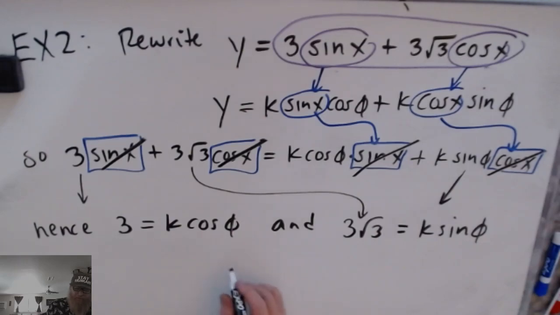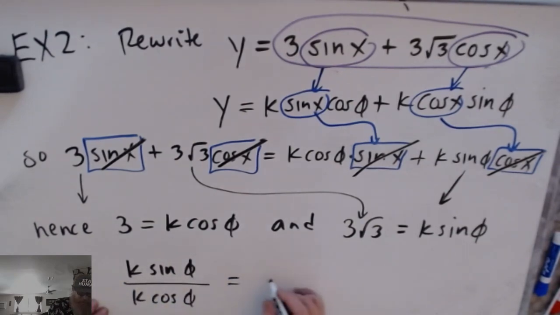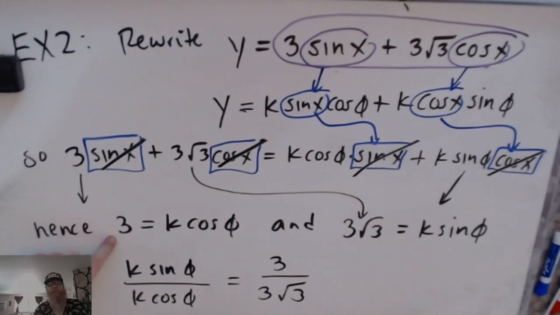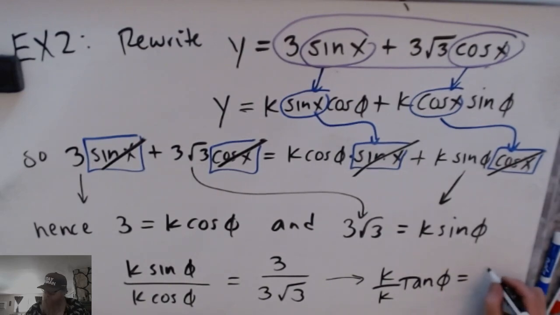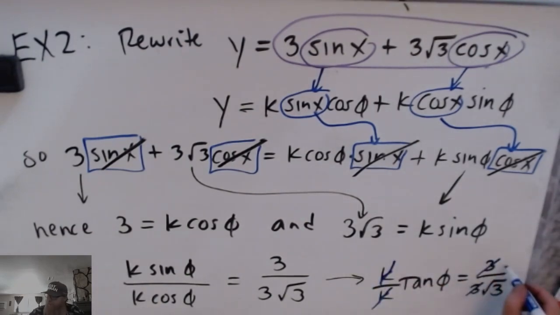Okay, let's go ahead and solve this. What do we got? Let's put these together. So we have k sine phi over k cosine phi is equal to 3 over 3 square root of 3. So k over k times tangent of phi is equal to 3 over 3 square root of 3. And we're going to cancel the k's and cancel the 3's.